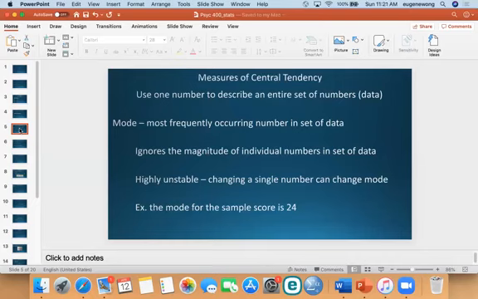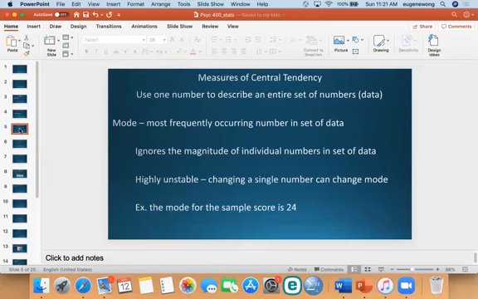There's only one situation where we might violate this notion of using one number to describe a set of data. And we'll talk about that in just a second. But the general notion with any measure of central tendency is that we're going to use one number to describe an entire set of numbers. So one example of a measure of central tendency is this thing called a mode. A mode is simply the most frequently occurring number in a set of data.